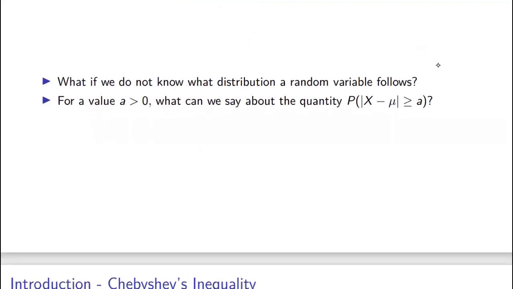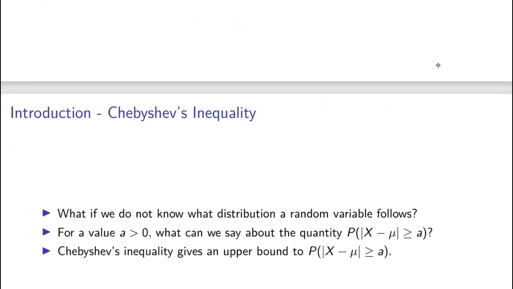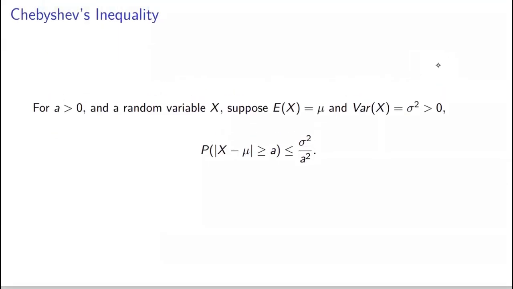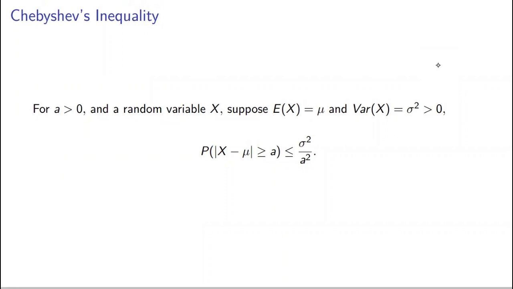Chebyshev's inequality gives us a way to make a statement about this probability, and that it gives us an upper bound, the maximum value this probability can take. Now, Chebyshev's inequality is stated as follows. For a constant a greater than 0, this is one way you will find Chebyshev's inequality in textbooks and resources.